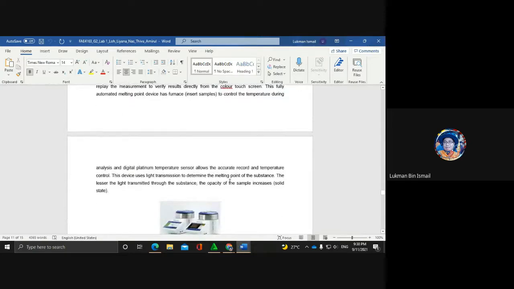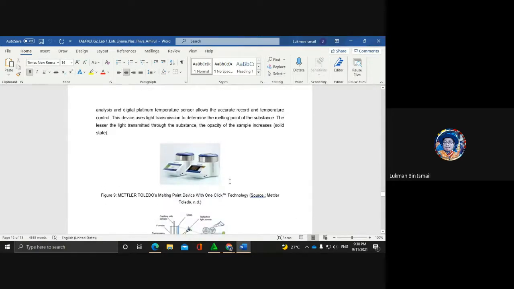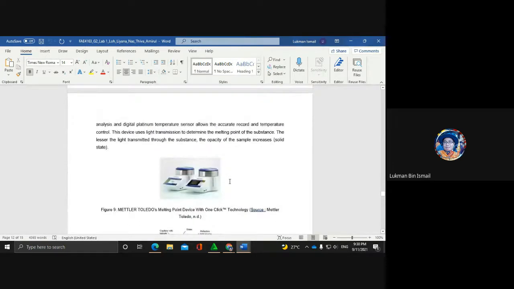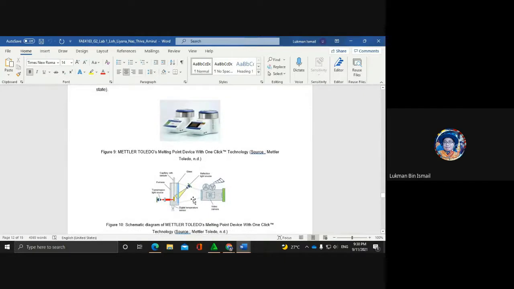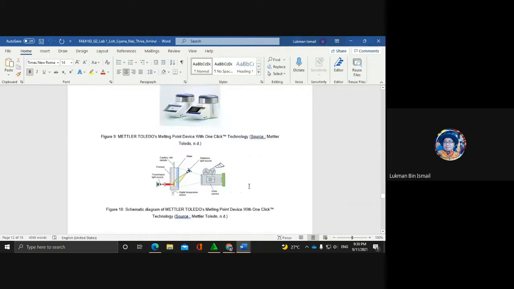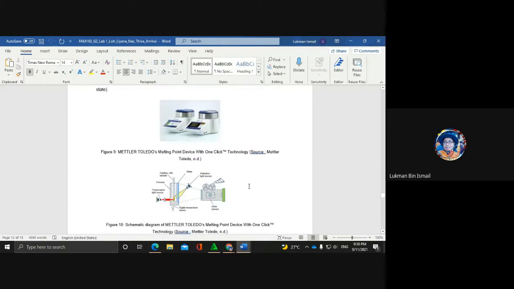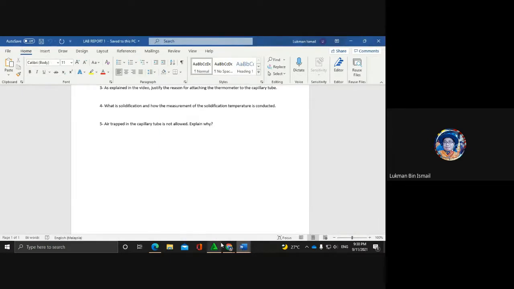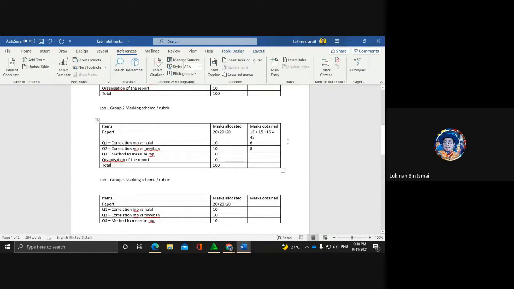So accuracy and sensitivity, I'm looking for that. So you don't explain this. What is the methodology? How do you record the temperature? It's not being explained accurately here. So for this, not really satisfying. 7. And lastly is the organization of the report.